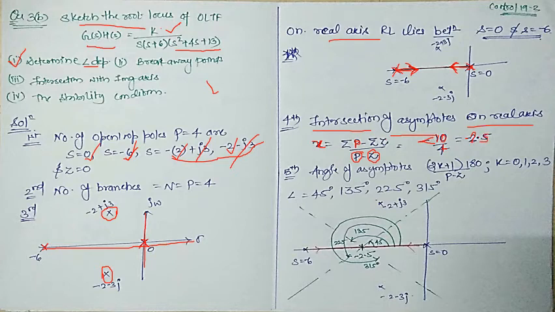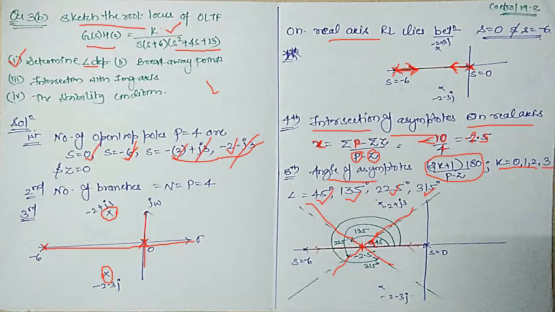So I am marking it here. Look at the diagram below. And the angle of asymptote is given by (2k plus 1) into 180 divided by P minus Z. And k goes from 0, 1, 2 and 3. So if you solve this equation, you will find 45 degrees, 135, 225 and 315. So let us plot these asymptotes. So 45 is here, so this angle will come, then you have 135, so this will come, then you have 225, so this will come, and then 315, so this will come. Okay, so these are the asymptotes with respect to the given open loop transfer function.